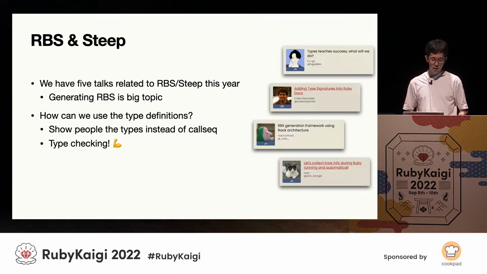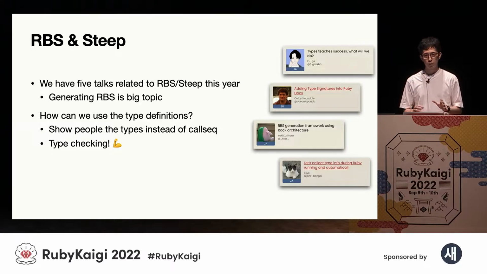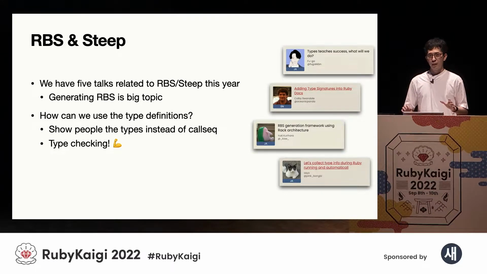Kirby had a presentation about using the method types of the RBS signatures instead of call-seq in RDoc. It's great, but I want to talk about using the type information to read or write the Ruby code, so type checking.